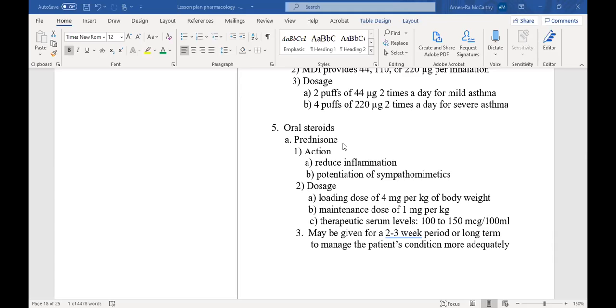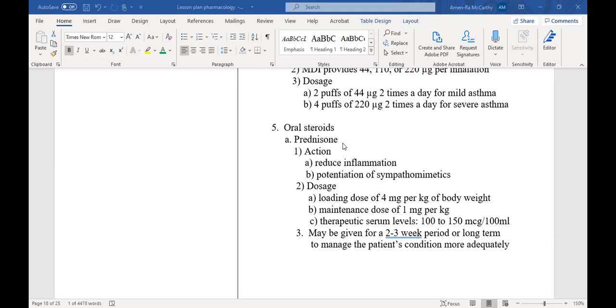So it's 4 milligrams for every kilogram of body weight. If they only weigh 1 kilogram, you give them 4 milligrams. If they weigh 2 kilograms, you give them 8 milligrams. Of course, they're going to be way bigger than that, so we're just trying to show you how the math works. That's the loading dose. We're going to give them a massive dose first, right up front, and then we're going to maintain them, checking their levels of prednisone.